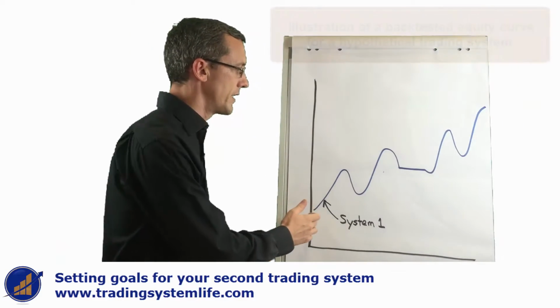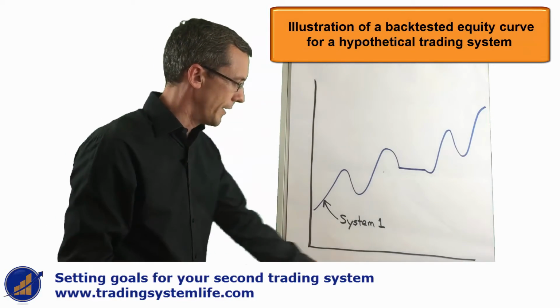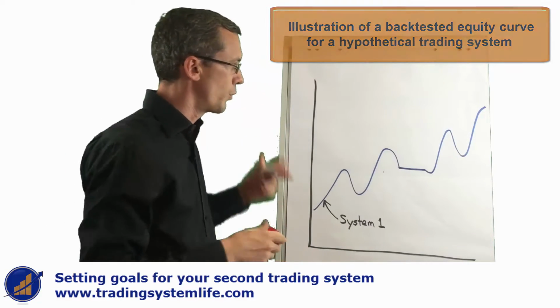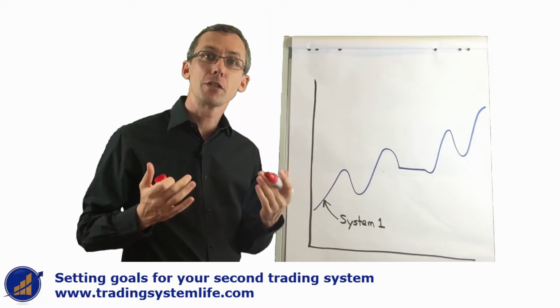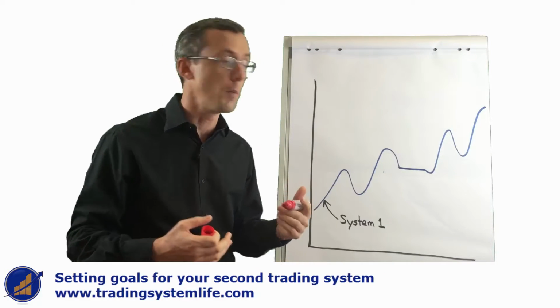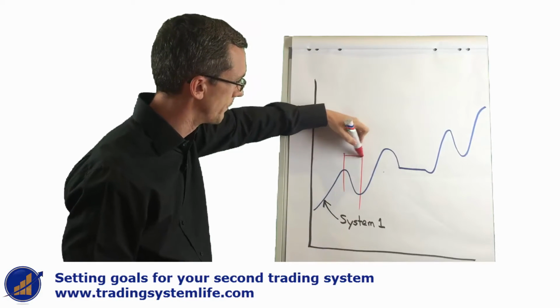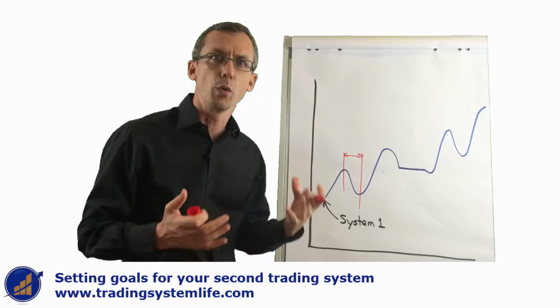So what I've got here is the equity curve of your first system, system 1. And what you might notice when you look at your equity curve for your first trading system is that there might be some things that you're unhappy with, so some areas of performance. So if I look at this one, for instance, between here and here, we've got a bit of a drawdown. And obviously drawdown is undesirable.